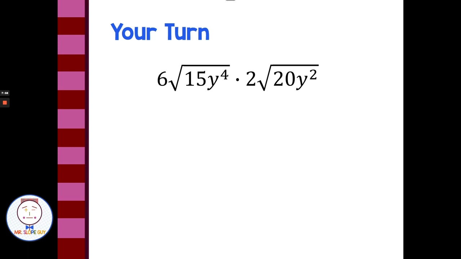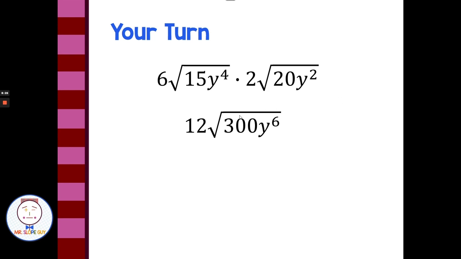All right, so when we multiply radicals, we want to remember numbers on the outside multiply the outside, inside multiply the inside. So I can do 6 times 2 is 12. So I have 12 outside of the radical sign. 15 times 20 is 300. And y to the 4th times y squared. When we multiply with the same base, we're going to add the exponents. So I get 12 times the square root of 300 y to the 6th.